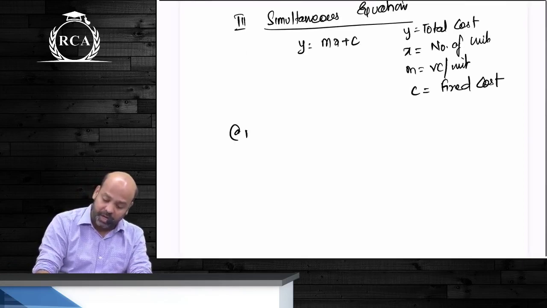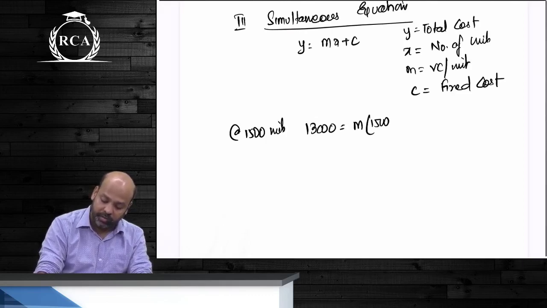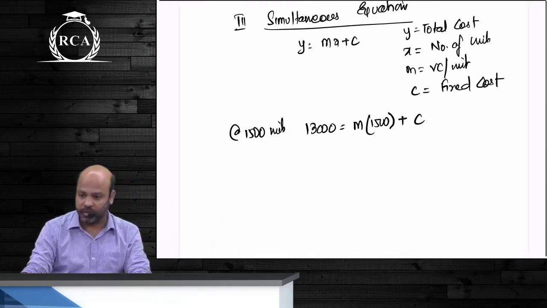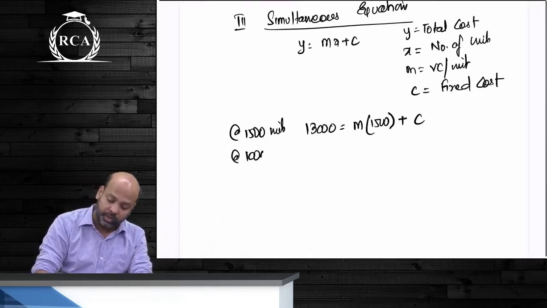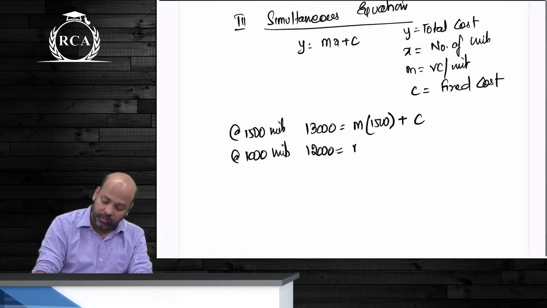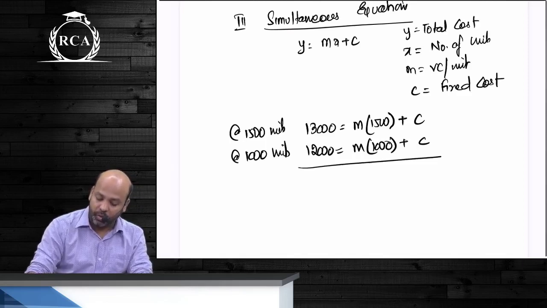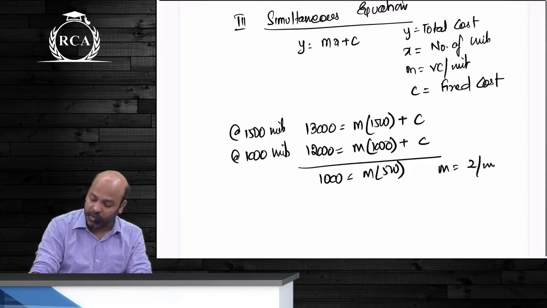So at 1500 units, guys, what is your total cost? 13,000. That is equal to m multiplied by 1500 plus the amount of fixed cost. At 1000 units, 12,000 is equal to variable cost per unit into 1000 plus c. You take a difference, you're still going to get 1000 is equal to m into 500. Your m, beta, would be 2 rupees per unit.